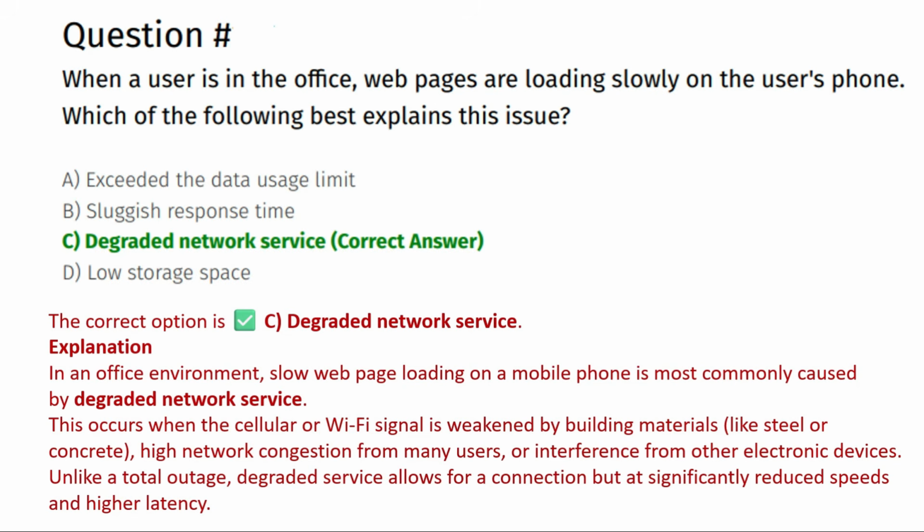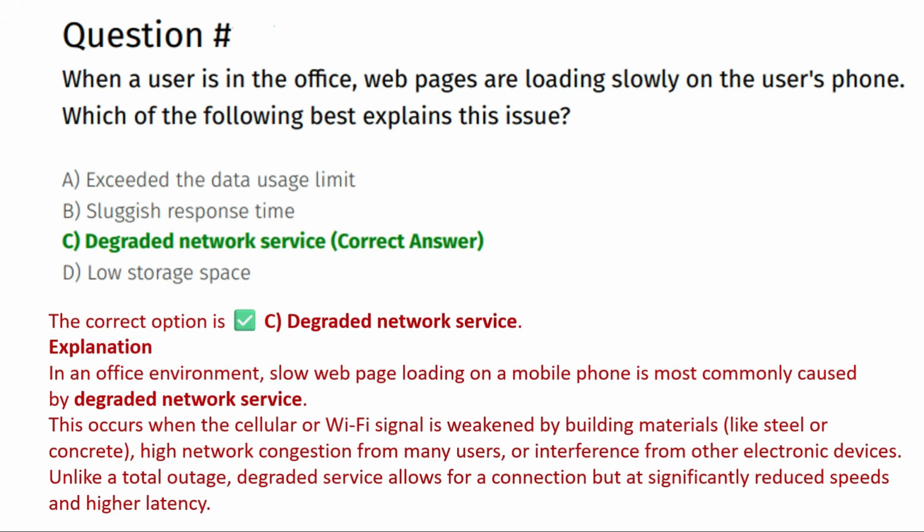And the correct answer for this question is option C, degraded network service. So let's check the explanation. In an office environment, slow web page loading on a mobile phone is most commonly caused by degraded network service. This occurs when the cellular or Wi-Fi signal is weakened by building materials like steel or concrete.